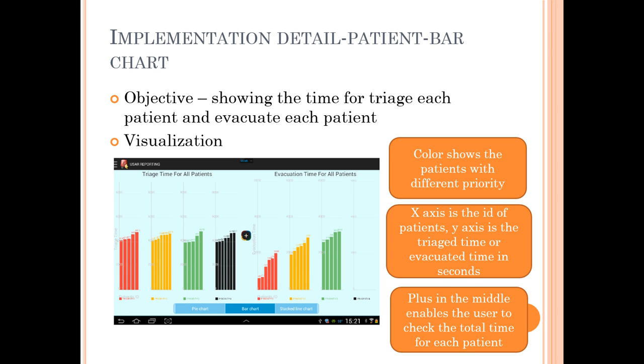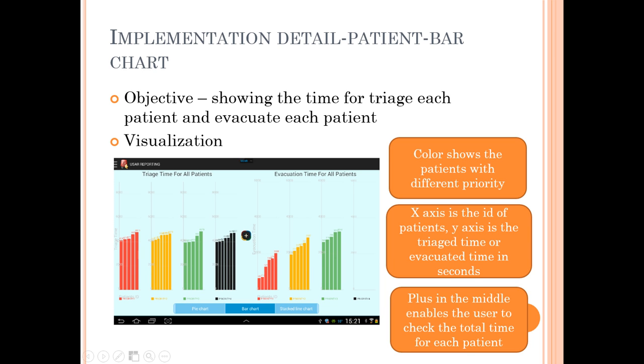Now let's look at the bar chart. The bar chart shows the time to triage each patient and evacuate each patient. Similarly to the pie chart, the red bar means the patients with red priority, and the x-axis of the bar chart is the ID of the patients, and the y-axis is the triage time or evacuation time in seconds.